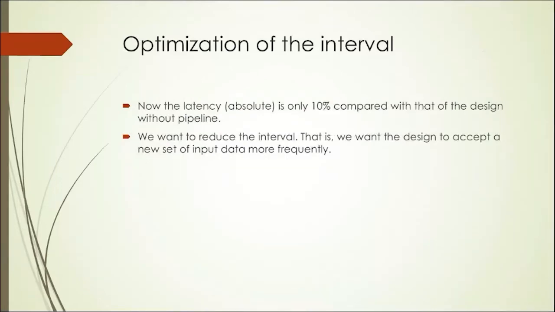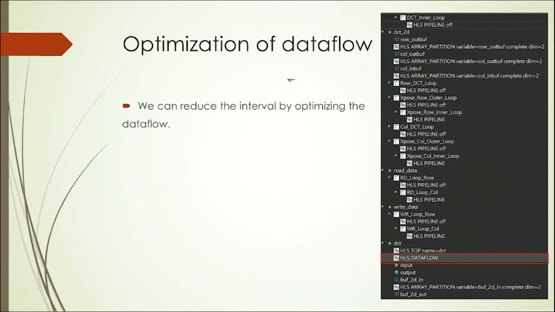Okay, so now our absolute latency is only 10% compared to the design without any pipeline. So now we turn to the optimization of the interval. We want to optimize our interval, and one way to achieve that is using the dataflow directive. So here we use the dataflow directive.